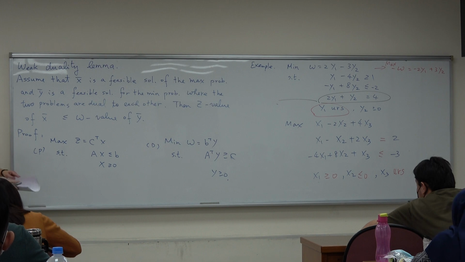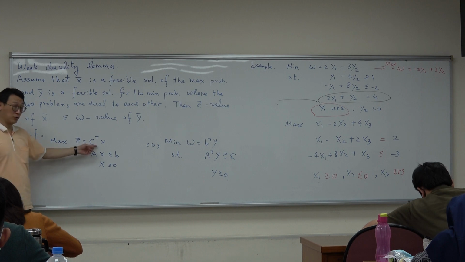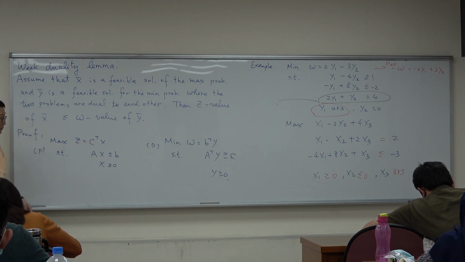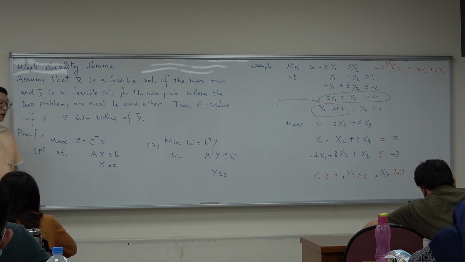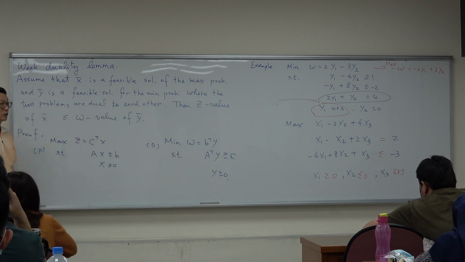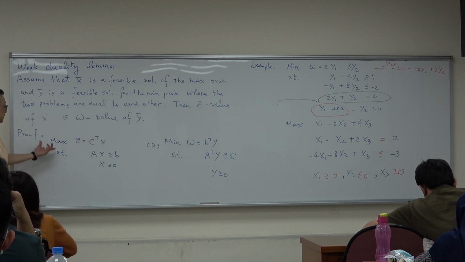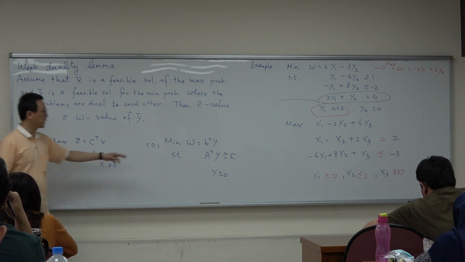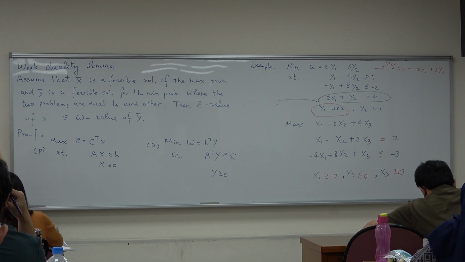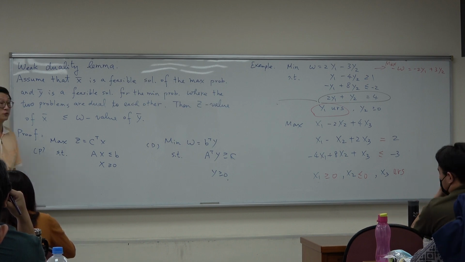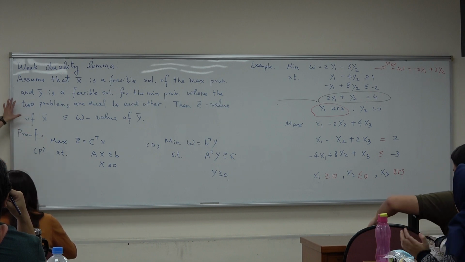The z value means the maximization objective value. When we plug x bar into the objective function, we can find the z value. The w value indicates the objective function value of the dual problem, the minimization problem. So in the future, I will use z to indicate the objective function value of the maximization problem, and w to indicate the objective function value of the minimization problem. Next week we will prove this.